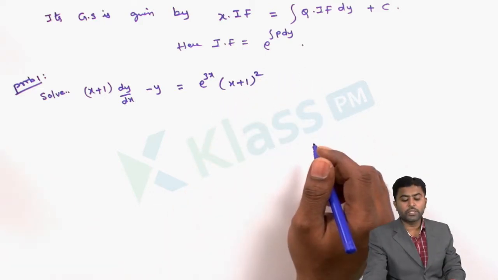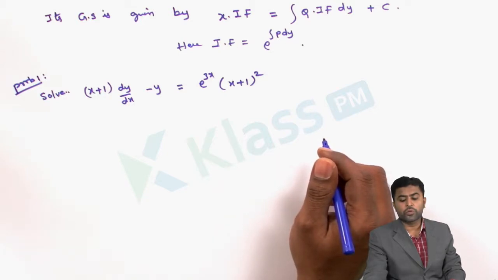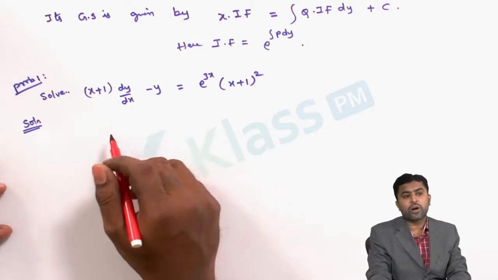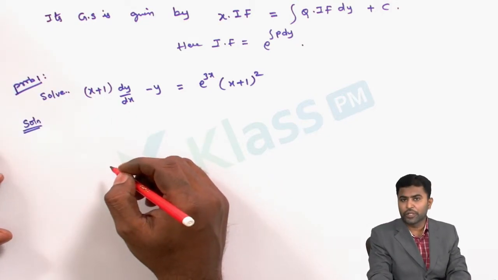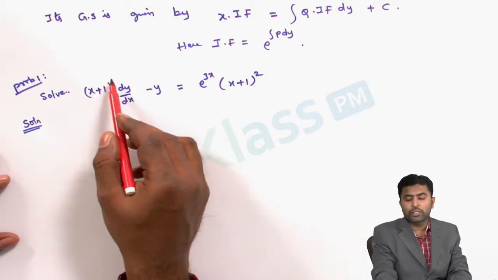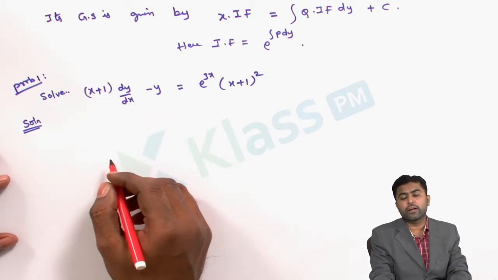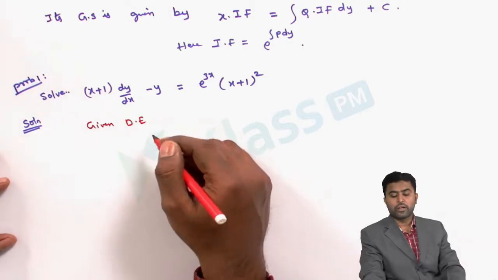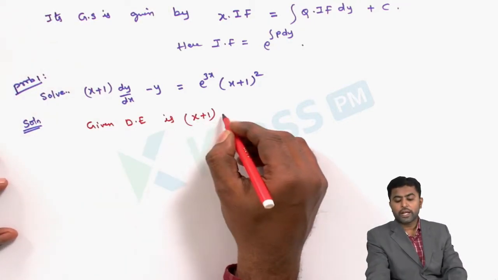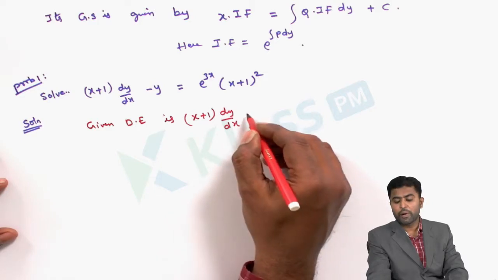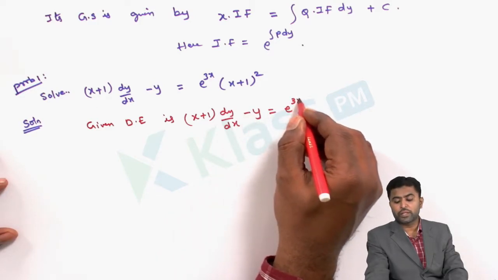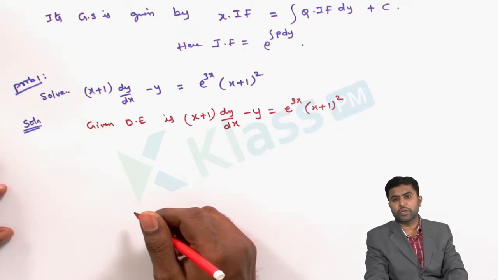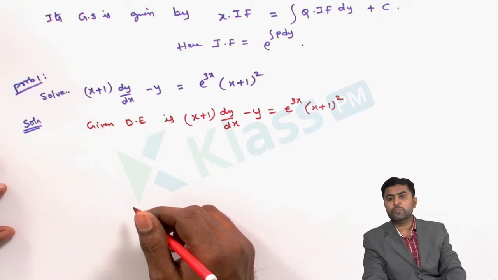Solving (x plus 1) dy by dx minus y equal to e power 3x into (x plus 1) whole square. If you observe, this is not directly in the form of a linear differential equation. So we have to divide it by the term x plus 1 to make it a linear differential equation. To make it a linear differential equation in y, divide by x plus 1.